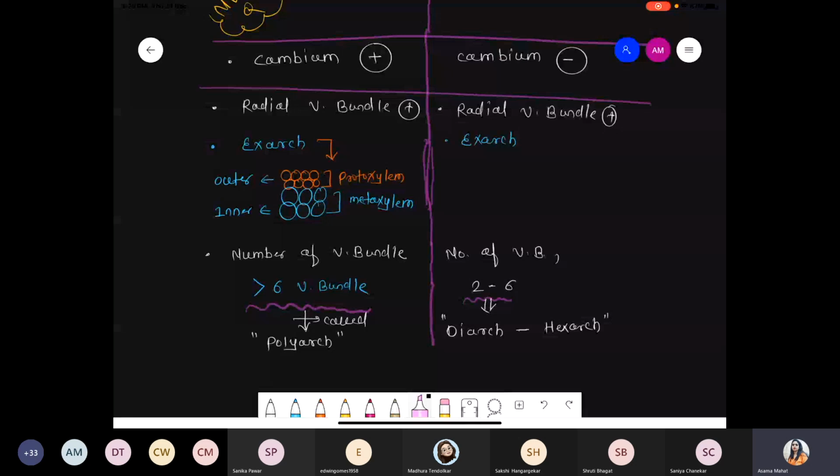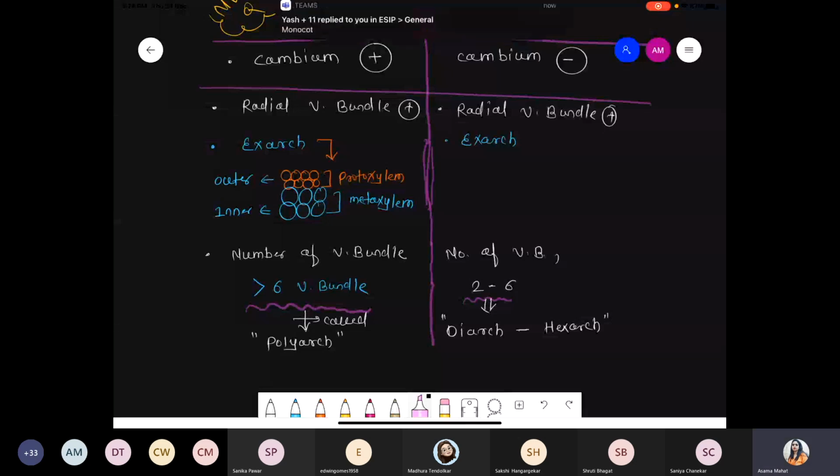So now tell me, the diagram we have just drawn, which root diagram is this? Is it a dicot root or a monocot root? Just see the vascular bundle number and quickly tell me. In the diagram we have drawn here, why monocot?